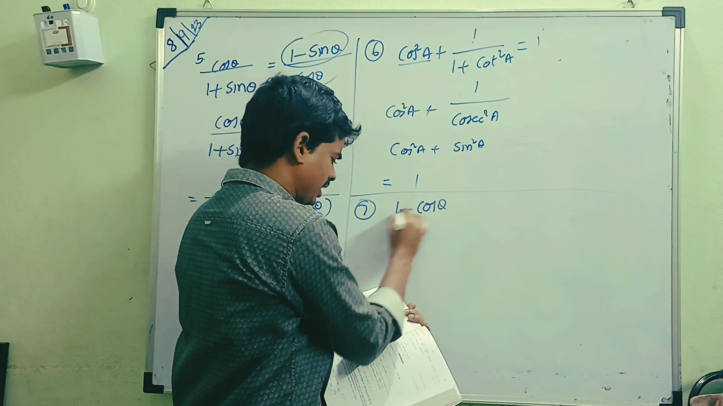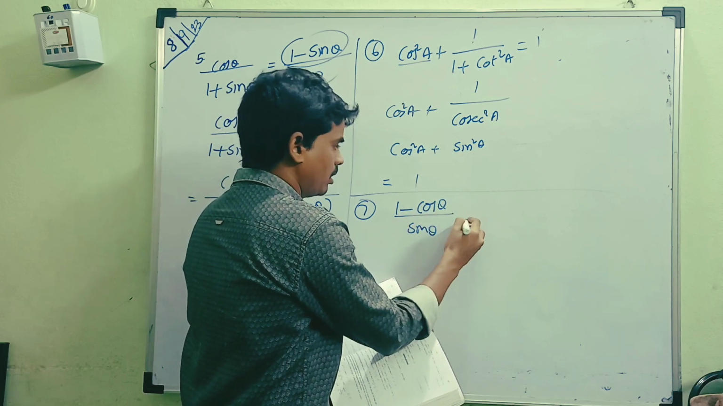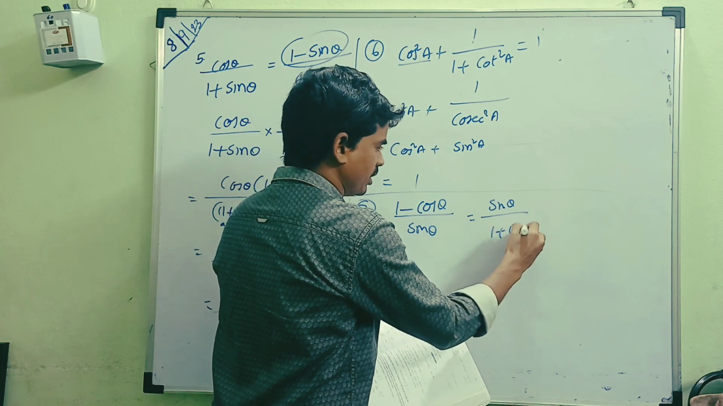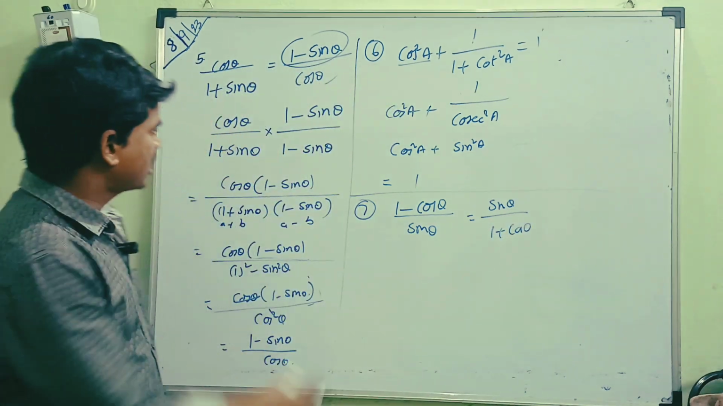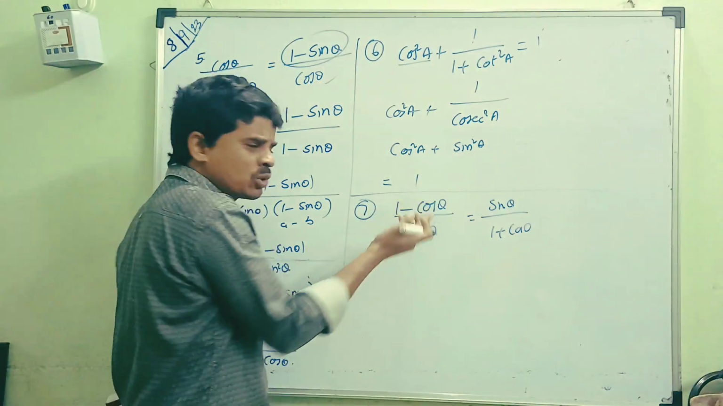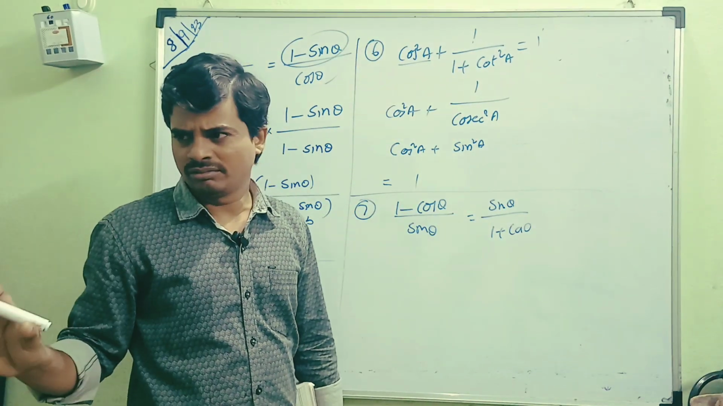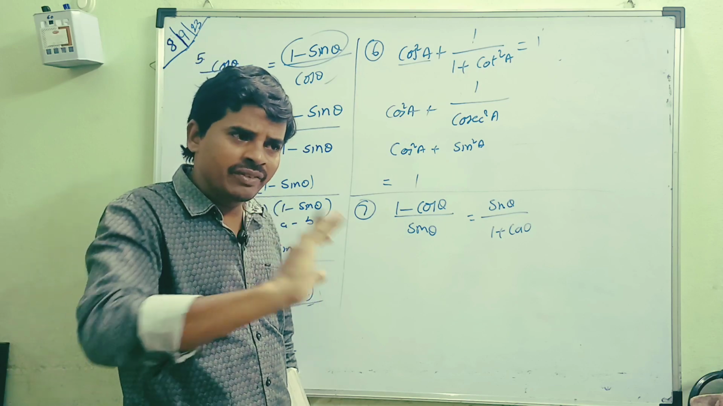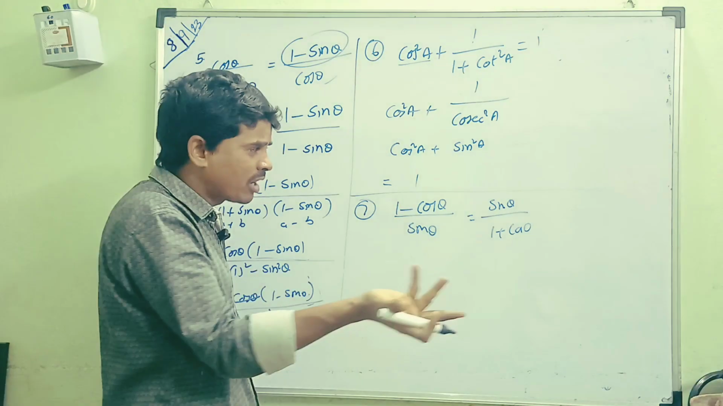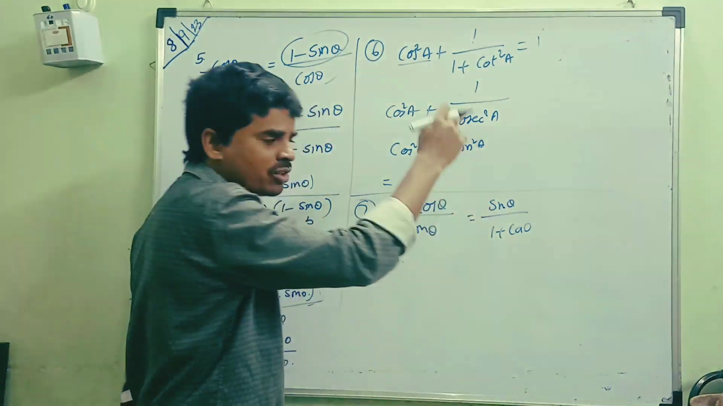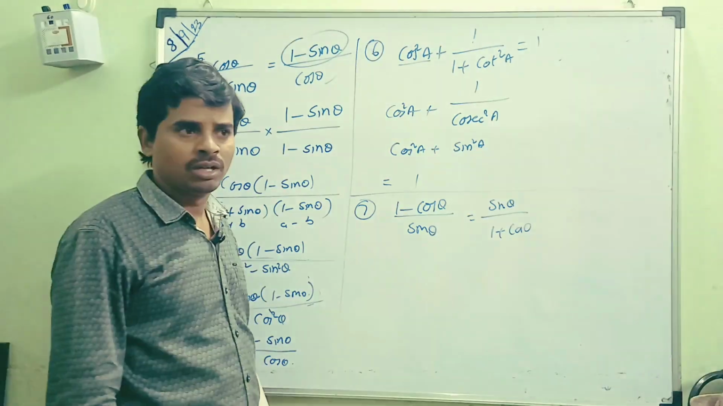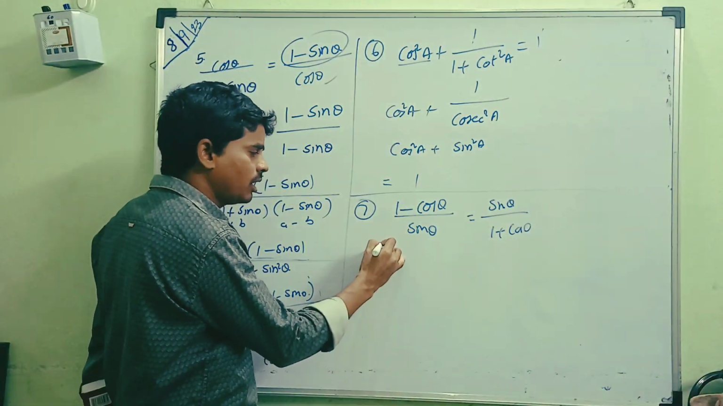1 minus cos theta by sin theta. We need to prove it equals sin theta by 1 plus cos theta. See, just like the fifth one. 1 minus cos theta we cannot convert into anything. There is no identity, even though reciprocals we can write. Cos we can write as 1 by secant, but what is the use of it? We need sin theta in the numerator and 1 plus cos theta in the denominator. So what should we do?